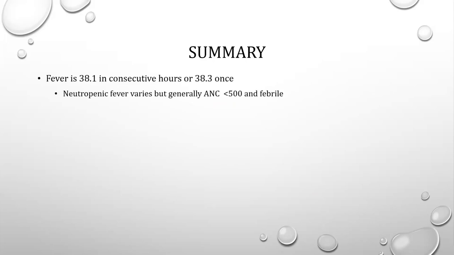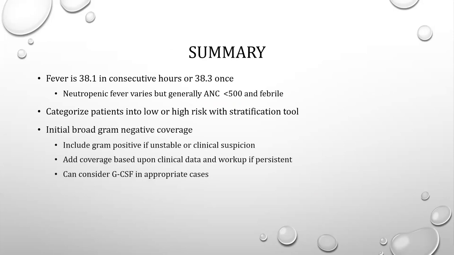So in summary, fever is 38.1 for consecutive hours or 38.3 once. Neutropenic fever varies, but generally what's accepted is ANC less than 500 and febrile. It's important to categorize your patients into low or high risk with a stratification tool, and to initiate broad gram-negative coverage, including gram-positive if they're unstable or if you have clinical suspicion. And you can add coverage based upon your clinical data and workup if it's persistent. You can consider Neupogen or the stimulating factors in appropriate cases.